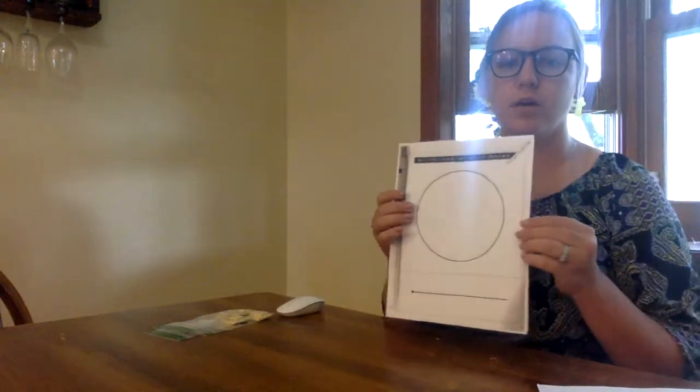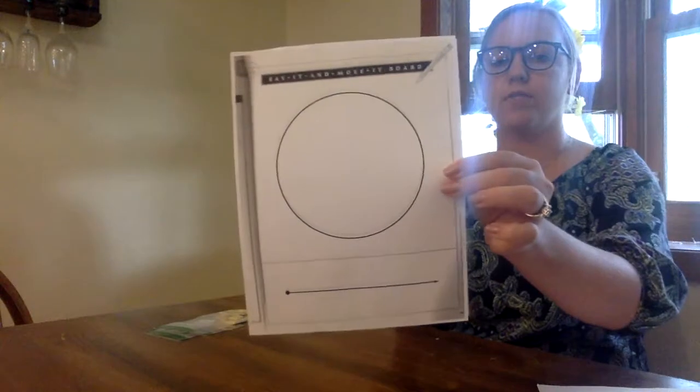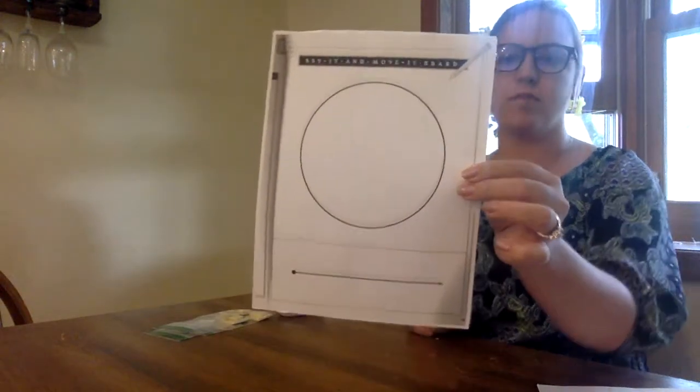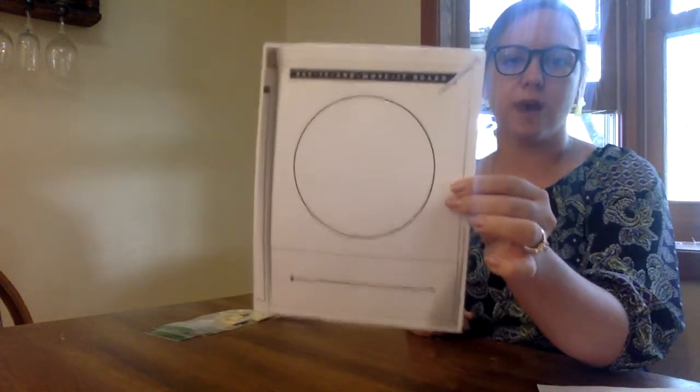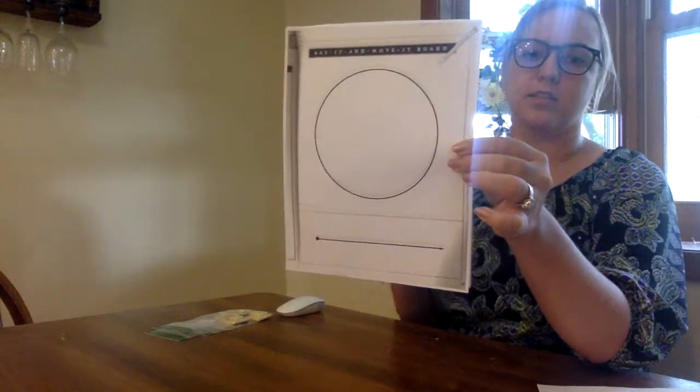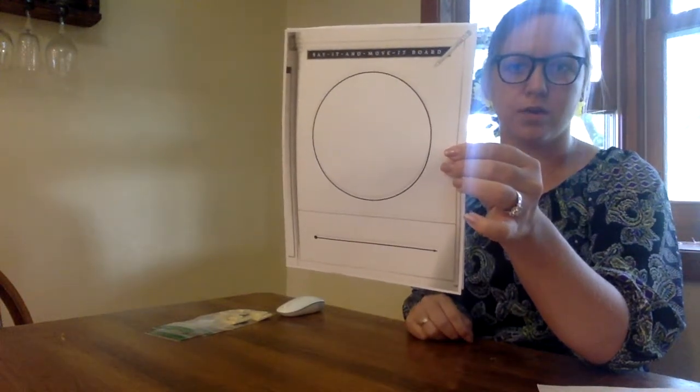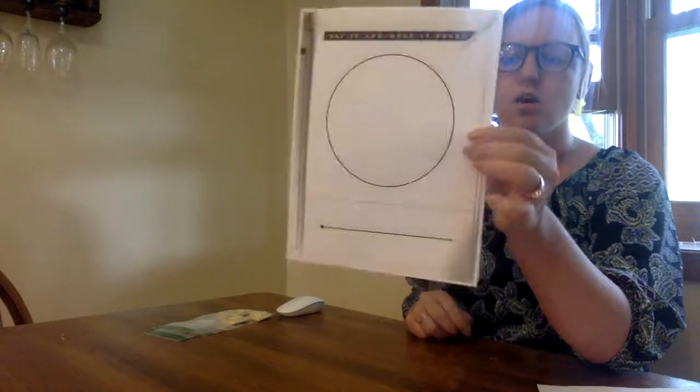And also need the say it and move it board, one for each student, and also one for the teacher to model with. So either one that the teacher can project onto the wall if doing a whole group lesson, or one for the teacher to use in a small group setting. I'm going to be doing this in a small group setting, doing like 2 to 3 students at a time on this lesson.